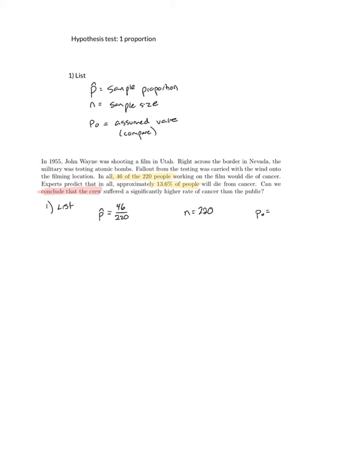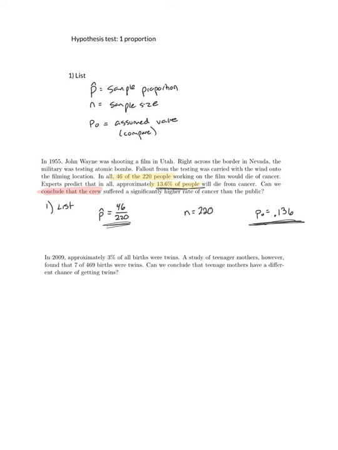I want to take these 220 people and I want to draw a conclusion about them. That is, I want to compare them to the general public, and since I'm comparing them to the general public, p naught will be that percent, or 0.136. 13.6% as a decimal, 0.136. Once again, p hat from my sample, p naught my comparison value, which in this case is what experts predict about the general public. Let's go ahead and do a second example just to make sure we got it here.